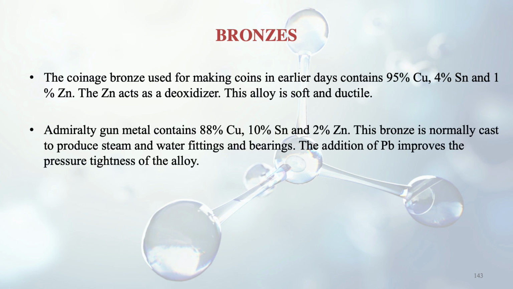So there is the Admiralty gunmetal, which contains 88% copper, 10% of tin and 2% of zinc. So in case of bronze, tin is the main thing. This bronze is normally cast to produce steam and water fittings and bearings. It has very good anti-corrosion properties also, because it is used in case of steam and water.